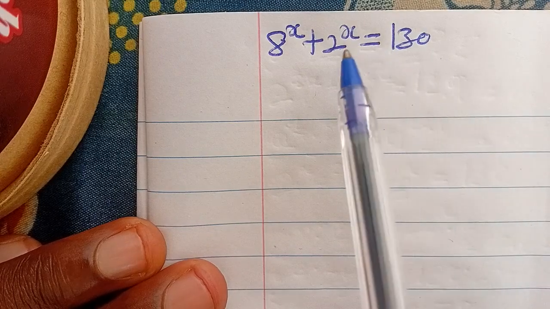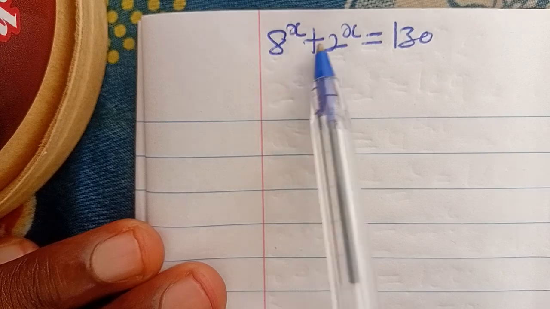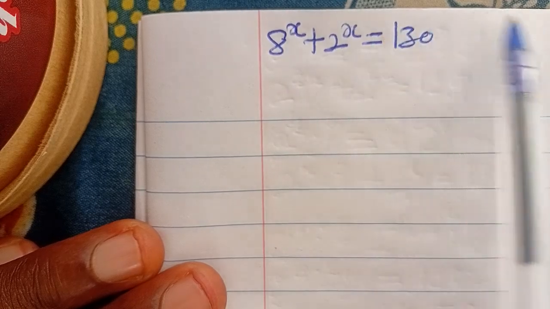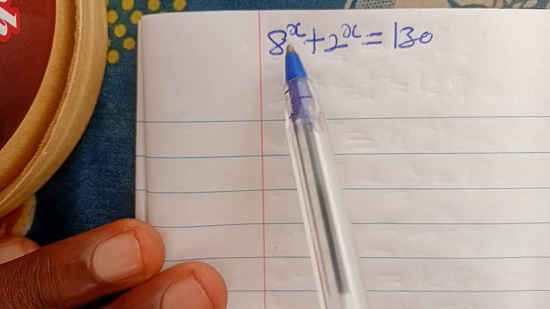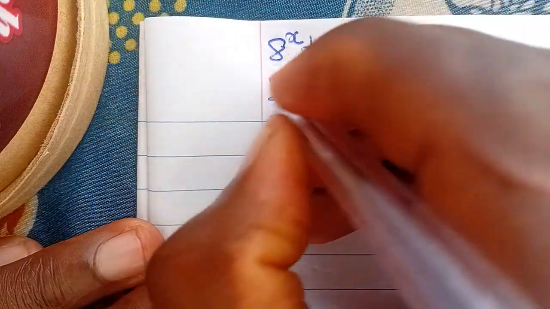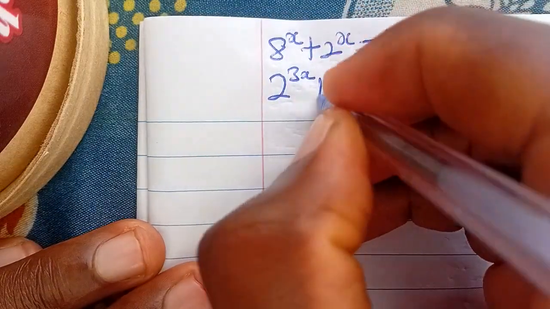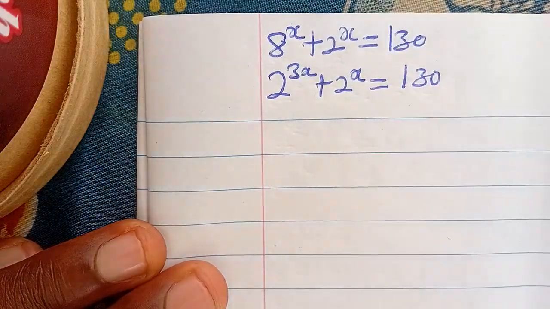All right, so this is the question, okay? You are having 8 exponent x plus 2 exponent x is equal to 130, okay? Now we know we can write 8 as 2 exponent 3. So this part of the equation becomes 2 exponent 3x plus 2^x is equal to 130.